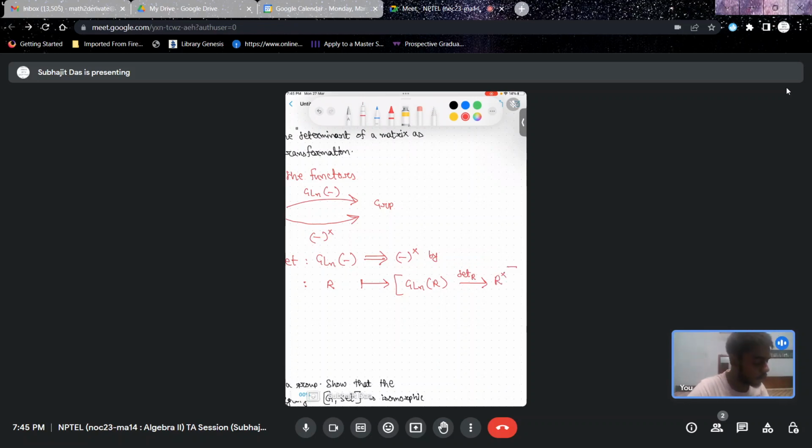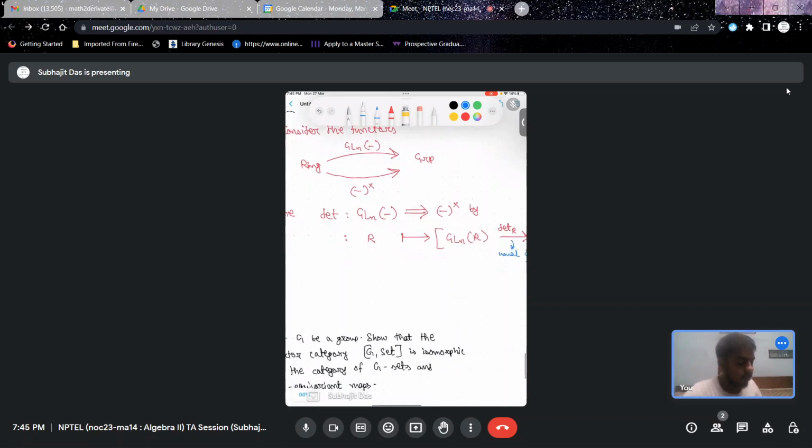This is just the usual determinant map. So this is the data of my natural transformation. It associates to every object in my first category a morphism in my second category. A natural transformation, by definition, as we know, assigns to each object of the first category a unique morphism in the second category, such that you have the naturality axiom.